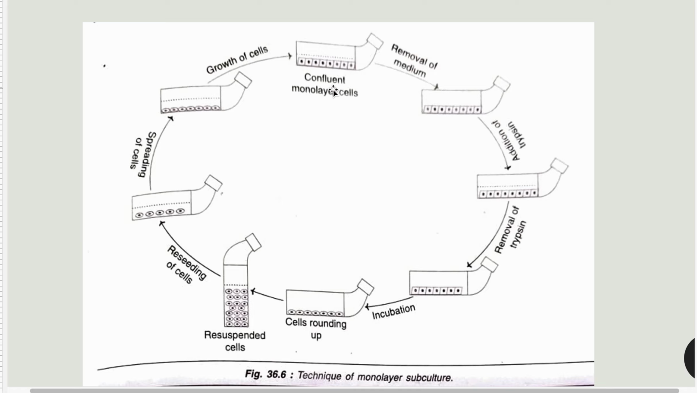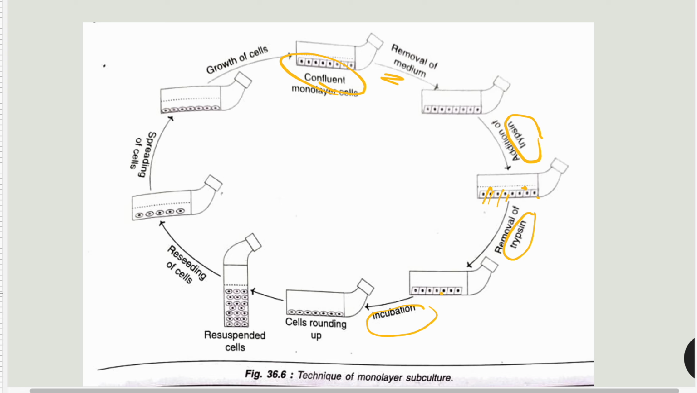When the cells reach the confluent stage, in the sense contact inhibition, whatever I am saying from the starting onwards, this is the confluent stage. When cells reach the confluent stage, the removal of medium is done. Next, after the removal of medium, trypsin is added. After adding this trypsin, here you can see dotted lines. This is trypsin. After adding the trypsin, the cells start separating from one another. Okay, and after separation, the trypsin is removed.